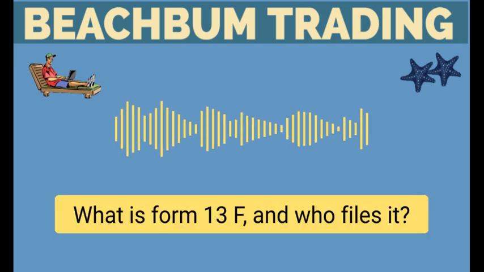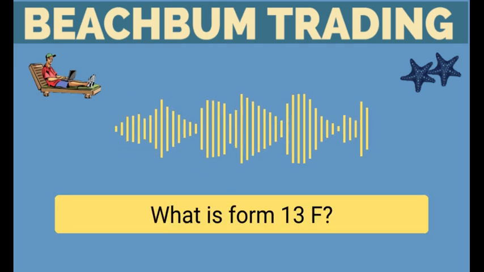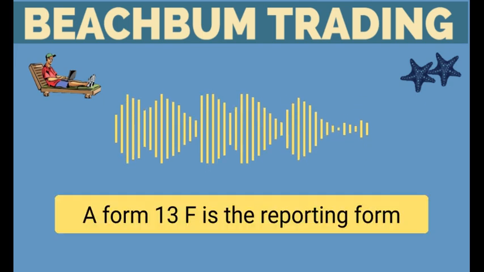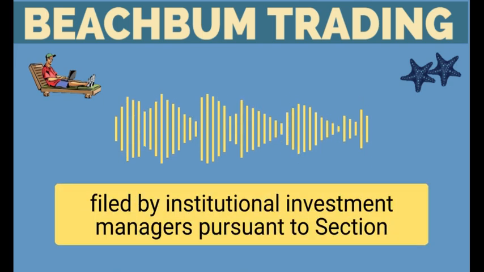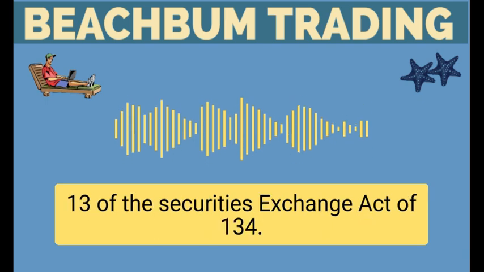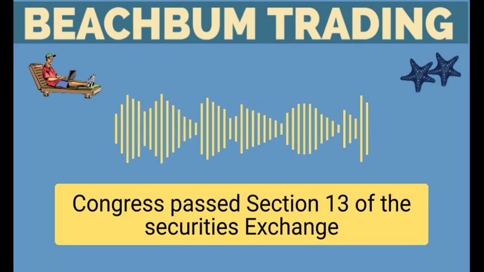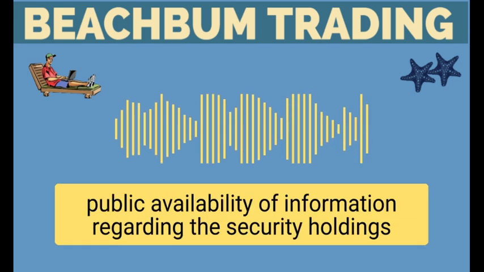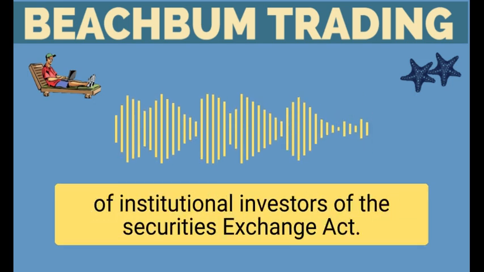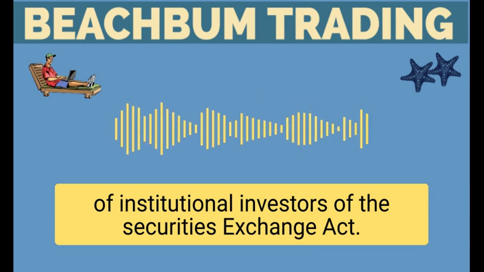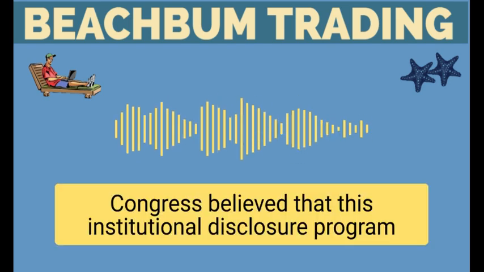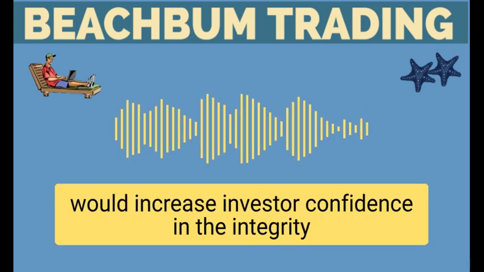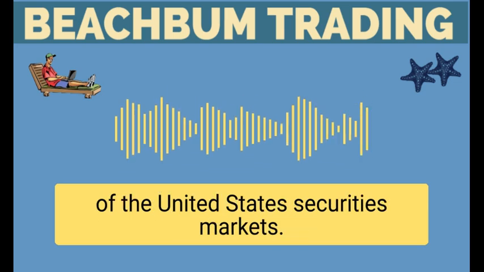What is Form 13F and who files it? Question 1Q. What is Form 13F? Form 13F is the reporting form filed by institutional investment managers pursuant to Section 13F of the Securities Exchange Act of 1934. Congress passed Section 13(f) of the Securities Exchange Act in 1975 in order to increase the public availability of information regarding the securities holdings of institutional investors. See Section 13(f) of the Securities Exchange Act. Congress believed that this institutional disclosure program would increase investor confidence in the integrity of the United States securities markets.